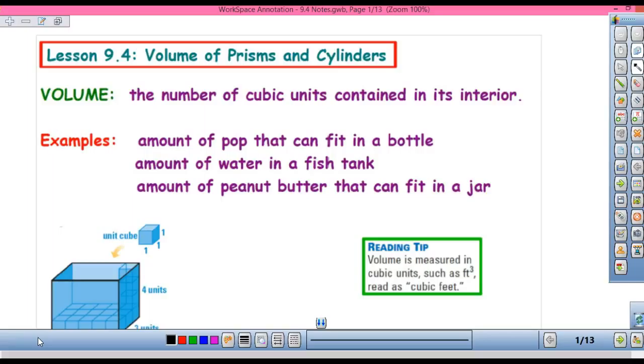All right, so volume. Biggest thing about volume is the amount of something that can fit into something. So volume would be like how much pop can you fit into your pop can, how much water can be in your fish tank, how much peanut butter is in the jar. How much is going to be in it. It is also cubic units. So when we were doing surface area, when we were doing area, it was all like centimeters squared. Now, anytime you do volume, it's going to be feet cubed, centimeters cubed, all that stuff. It's called cubic units.